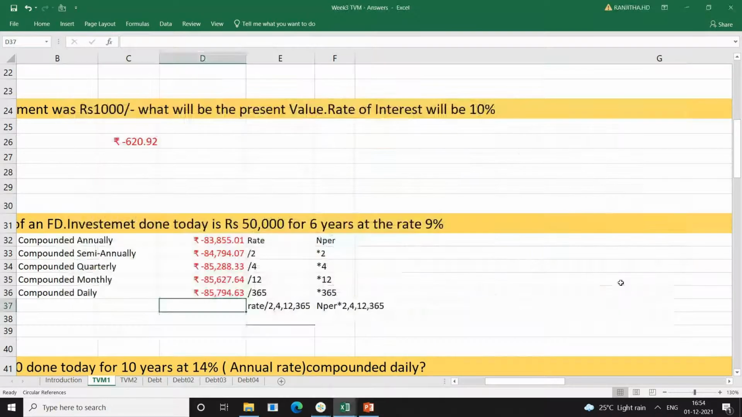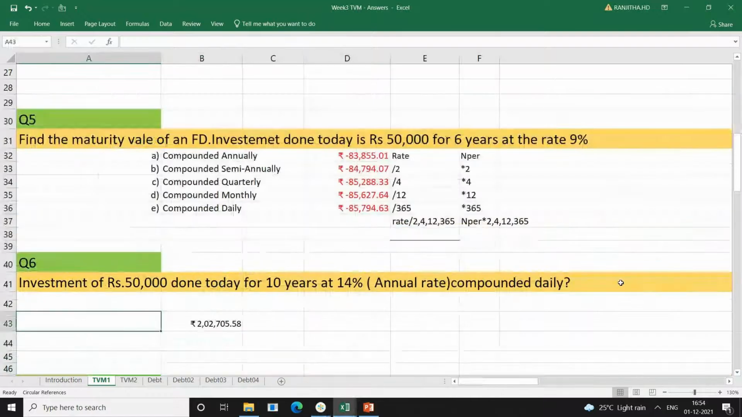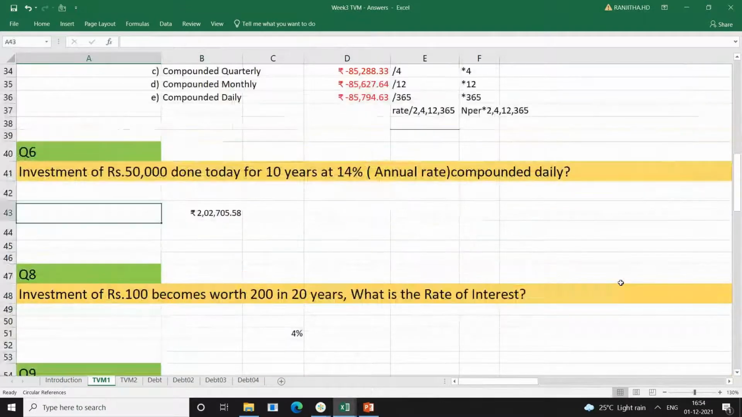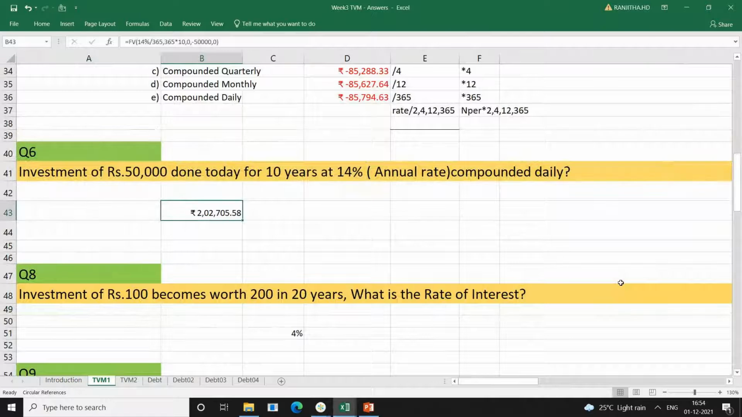So after this, sixth question. Here we need to find the annual rate for the day. When you are compounding daily, you need to divide by 365. So that 365 will be multiplied to the 10, which I showed you previously. If this is not done, you can write it down.